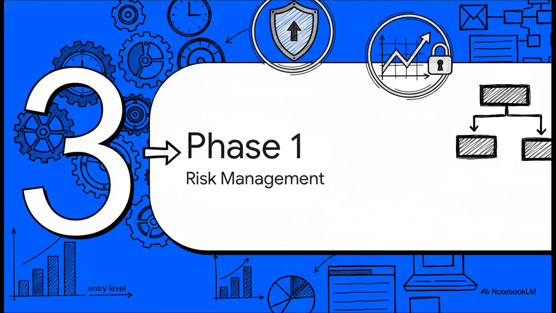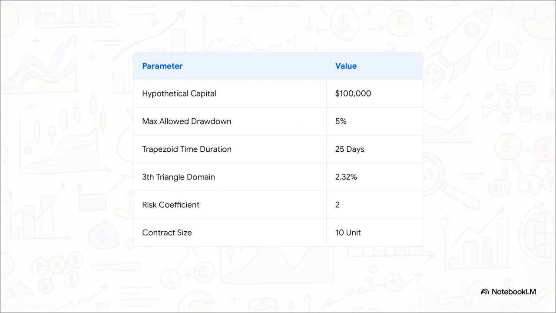The next logical piece of the puzzle is risk management. And what's really key here is that every single parameter is defined ahead of time. It's all set before a position is even on the table. This slide here breaks down all the specific numbers used for the risk calculation. The plan starts with a hypothetical $100,000 in capital and a max allowed drawdown of 5%.